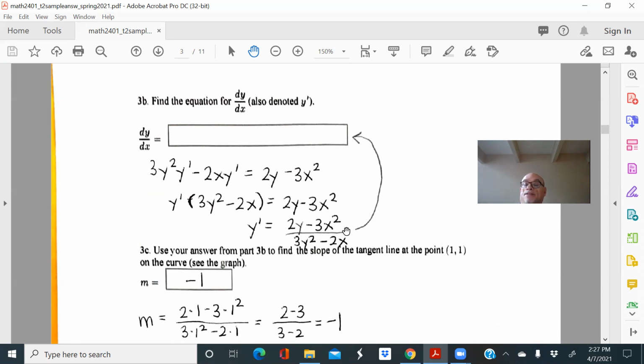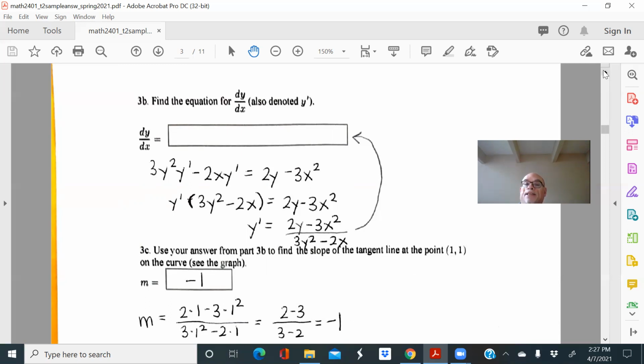So that's easy to do now, right? Because you have this formula for the derivative. So you just plug in 1 for y and 1 for x into this quotient and simplify the arithmetic, and you end up getting minus 1. So at the point (1, 1) on that Folium of Descartes, the slope of its tangent line is minus 1.